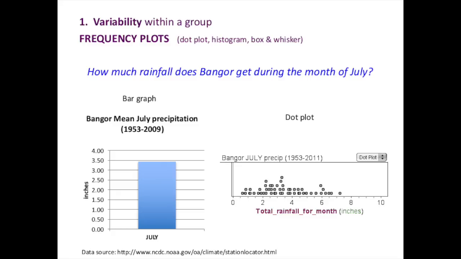On the right is a frequency plot with the total rainfall in inches on the x-axis and frequency plotted on the y-axis. Each dot in the frequency plot represents a day in July in which rain fell at that certain amount in inches.